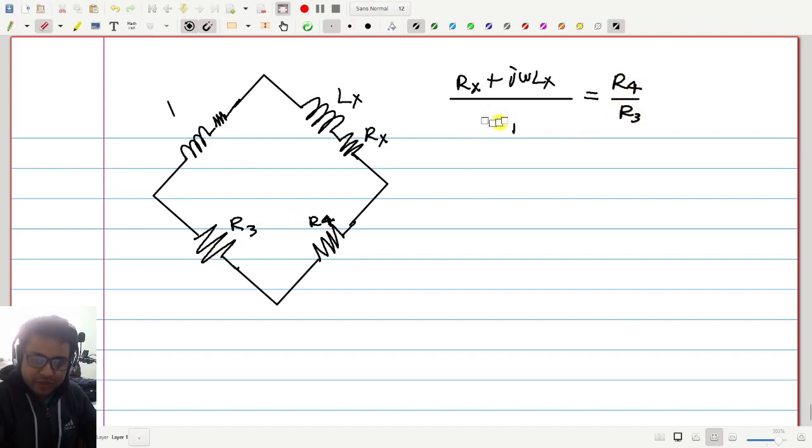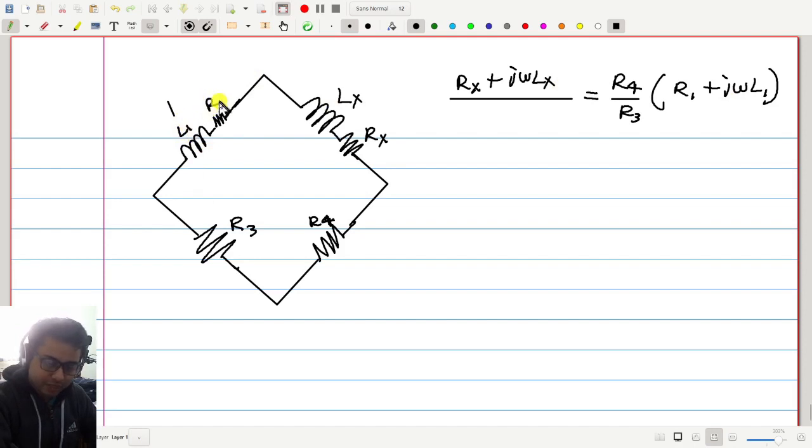Okay, so now I will bring Z1 here. Now if I take something in parallel, calculation of Z1 is difficult. But if I take something in series, Z1 I can write very easily. It will be R1 plus j omega L1. Okay, then series is easy. L1, R1. Okay, that is one thing.